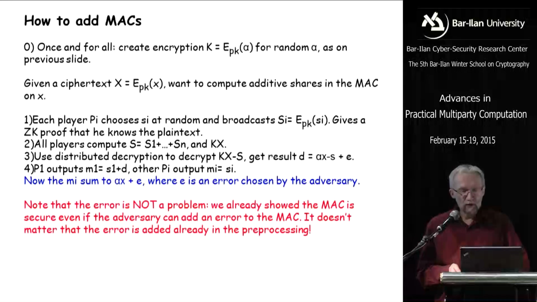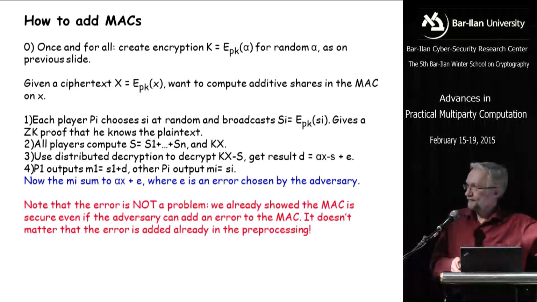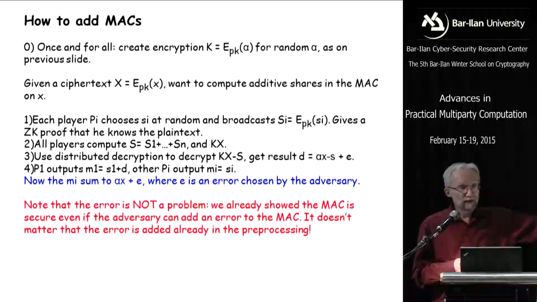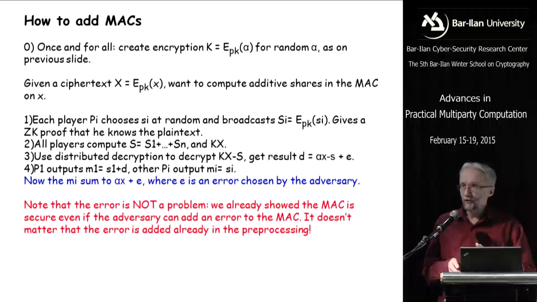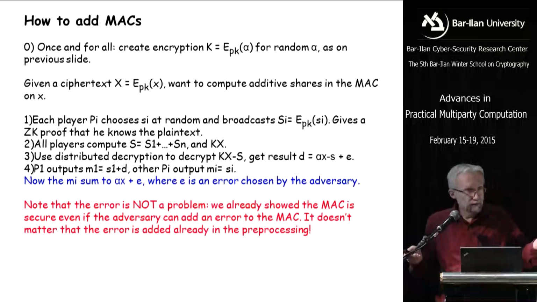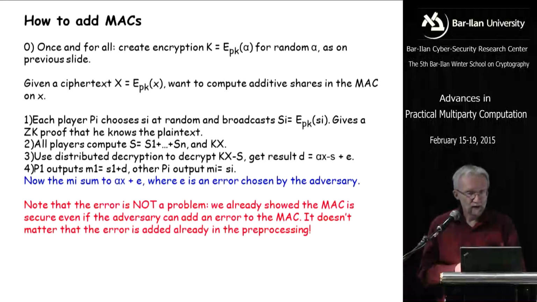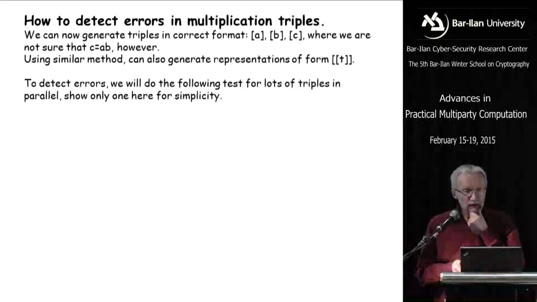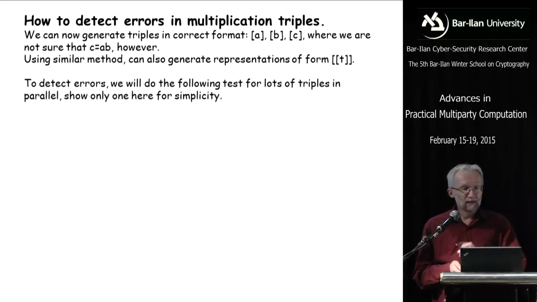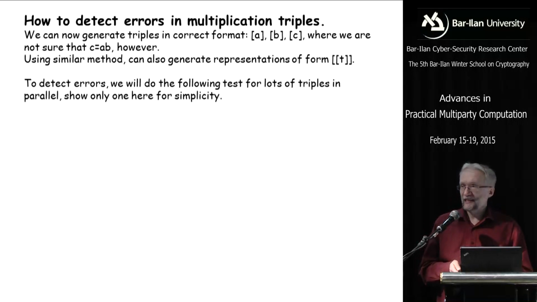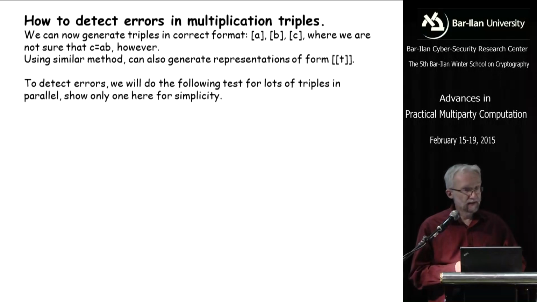Why? Because we already showed that the MAC is secure even if the adversary adds an error to the MAC. I don't care if he adds it already in the preprocessing. It's still going to be secure, as long as the error is chosen in a way so you don't know the message or you don't know the key, which he doesn't. So this is actually fine. In this way, we now have things in the correct format, syntactically. We have A's, B's, and C's with MACs, but we're not sure that C is A times B, so we have to make sure that this really is the case.